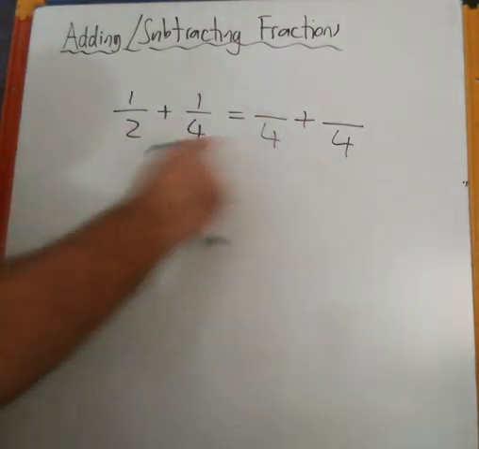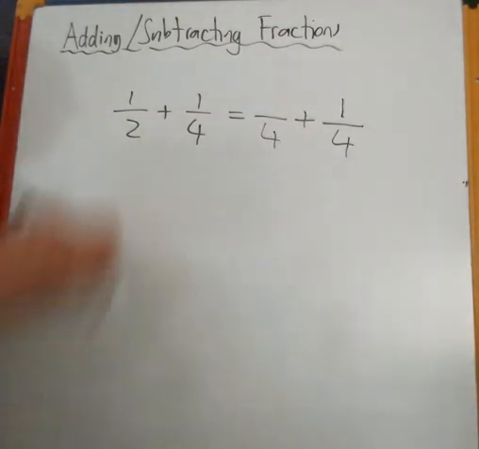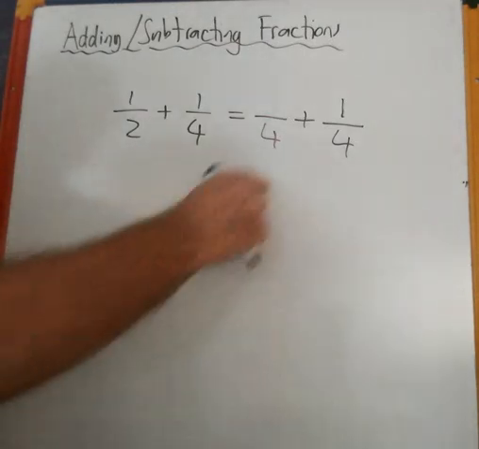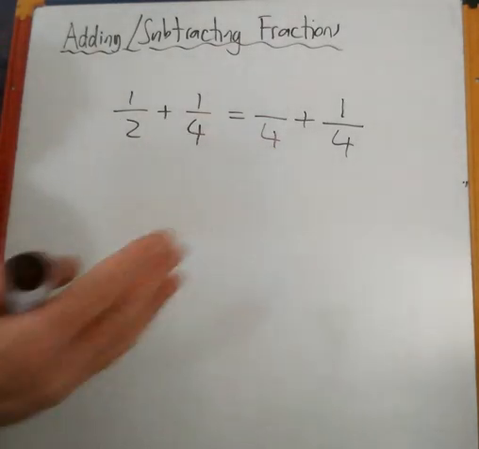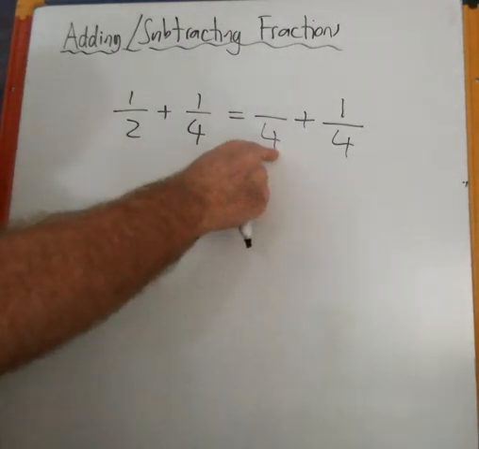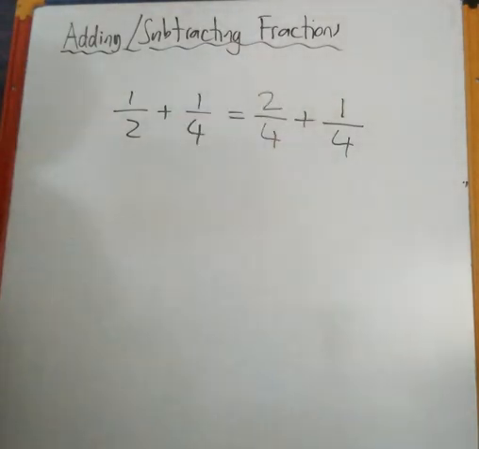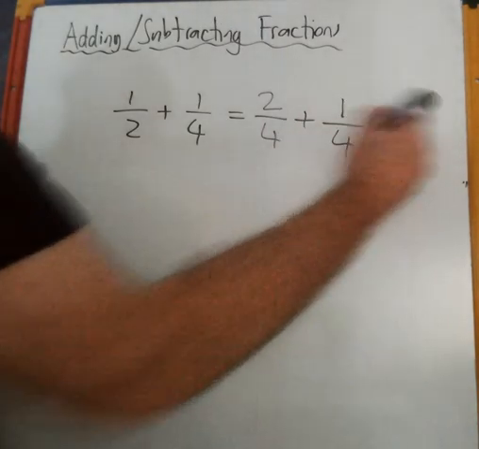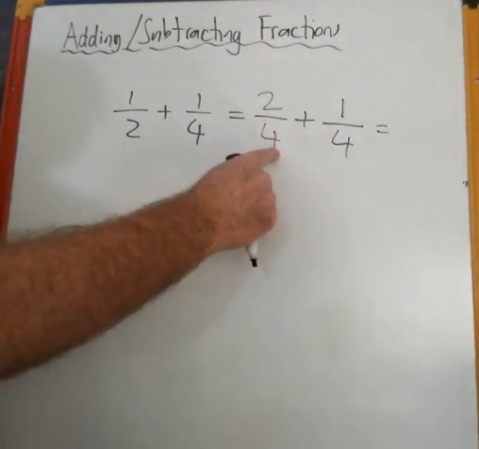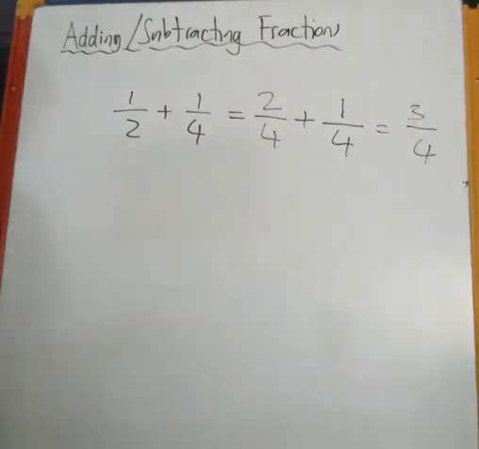Now, the second fraction, the quarter, stays in the same place there, and it doesn't change. But we have to change the half into quarters. So how do we do that? Well, what do we multiply 2 by to give us 4? That would be 2. What I do to the bottom of a fraction, I have to do to the top. So I'm going to multiply that by 2 as well. And those are called equivalent fractions. So 2/4 plus 1/4 gives us 3/4.